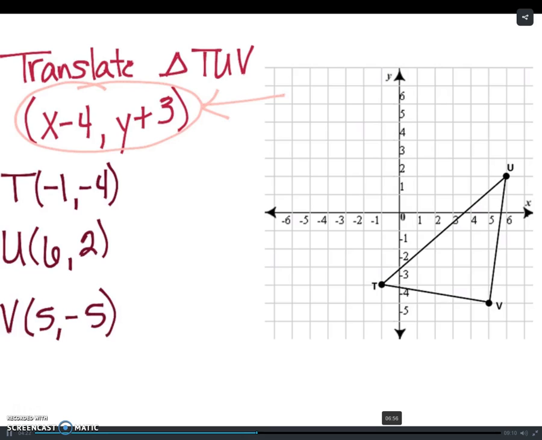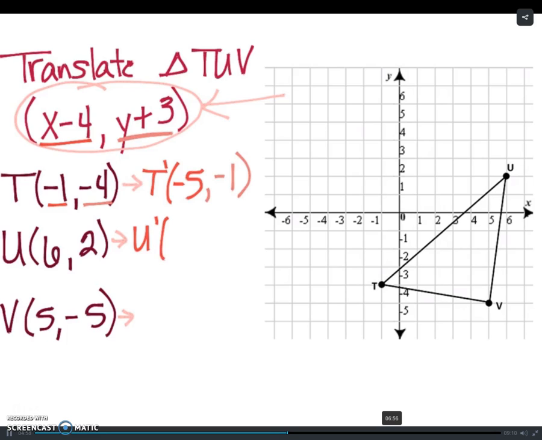And we are going to plug these in to our formula in order to get T prime, U prime, and V prime. Alright? So let's start with T. So our x value is -1. So we have -1 minus 4 is -5. Our y value is -4. So we have -4 plus 3 is -1. And we're going to continue that with each of the other coordinates. So we would have U prime then becomes (2, 5).